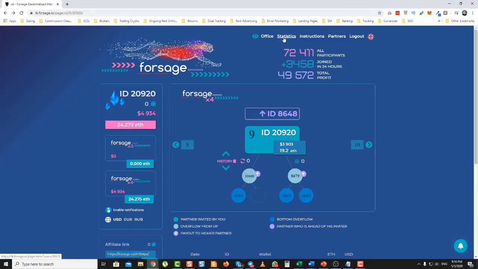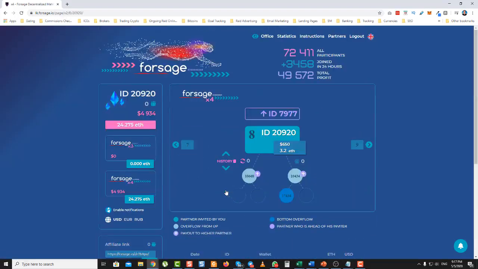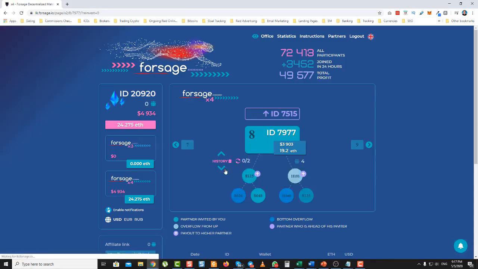So this is how it works, and you can track every single one of these spillovers if you see what happens to the matrix. So let's take a look at this one, for example. The 20,920 here on this slot, when he was activated, it didn't come to 8468. It actually came to 7977 under this matrix. And you can see over here that it came under this matrix. Just 1 second.